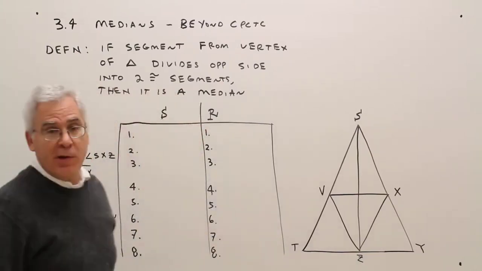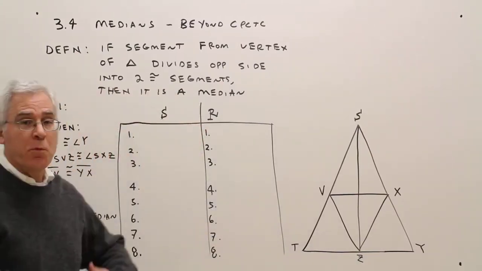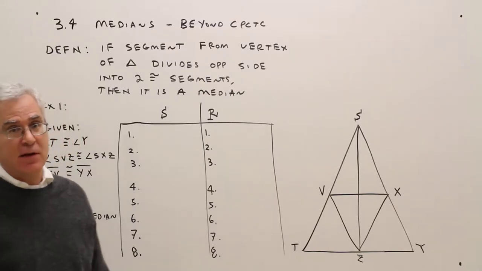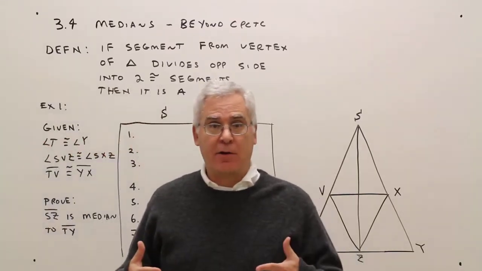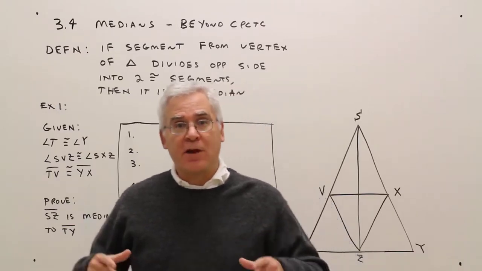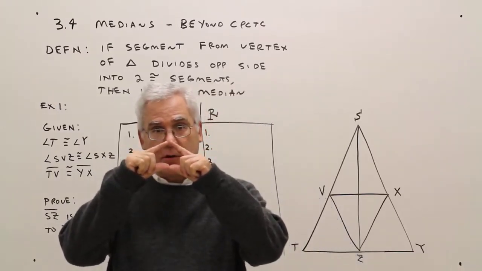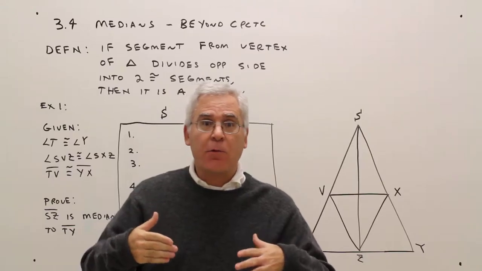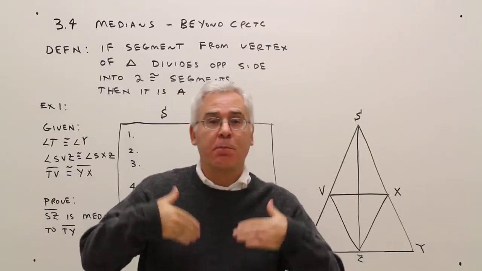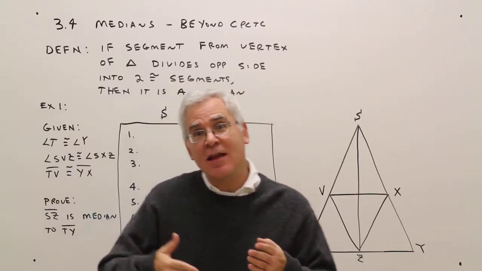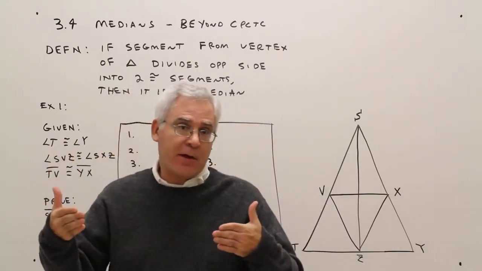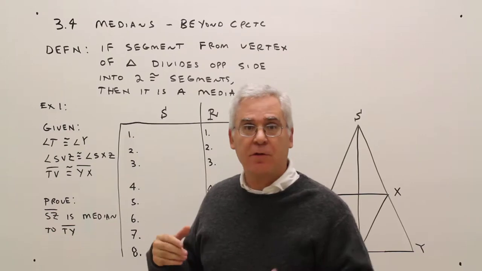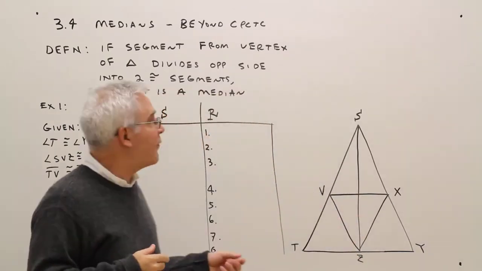Welcome to video 3.4, medians, which are beyond CPCTC. So let me review what's going to be going on here. First, we're going to get triangles congruent. Then, we're going to get parts congruent by CPCTC. And then we're going to use those parts that are congruent to prove other things like medians and altitudes. So this first topic deals with medians.